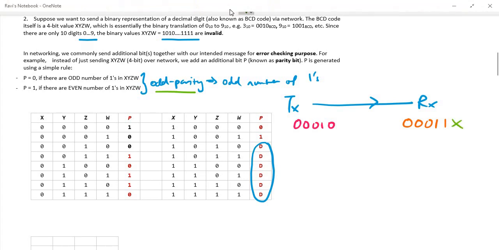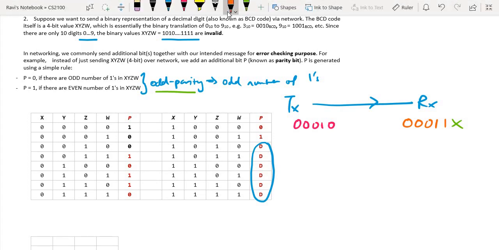Of course, that is the general use of this parity scheme. But imagine that I have a double bit flip, 01011. That means this bit is flipped and this bit is also flipped. Now when I look at the total number of ones, it is an odd number, and so the system will accept this even though it is wrong.